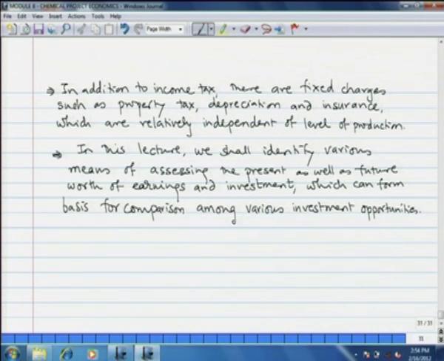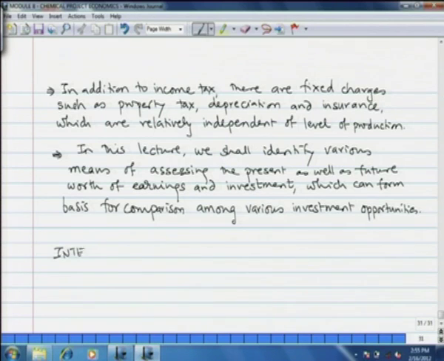So, what we will do in this lecture is that we shall identify various means of assessing the present as well as future worth of earning and investment, which can form basis for comparing among various investment opportunities. We are going to make an investment at time 0 for a particular process, and then we are going to earn certain money or net cash flow that we saw in the previous lecture over the operation period of the plant, which could be 10 years, 15 years, 20 years. However, while making investment at time 0, we have to make an estimate of the future worth of the investment and the present worth of the earnings. That is what we are going to do in this lecture.